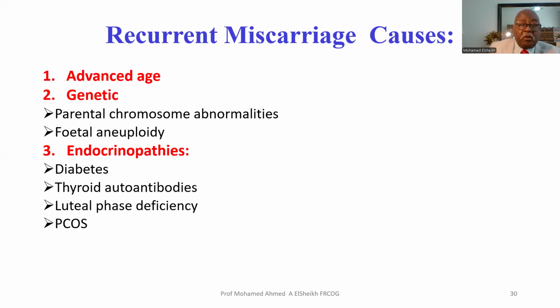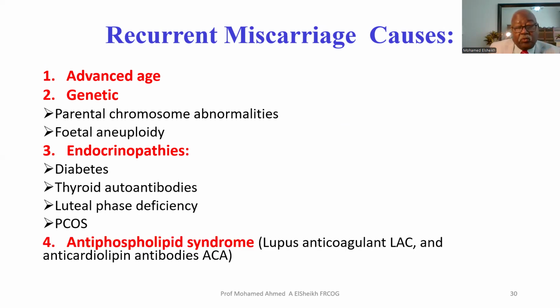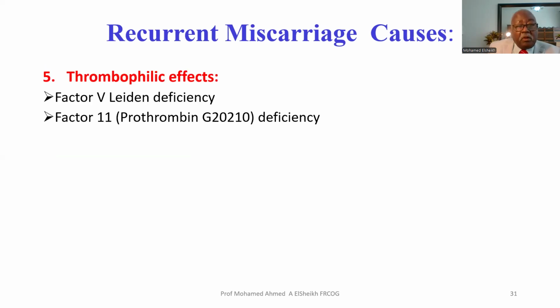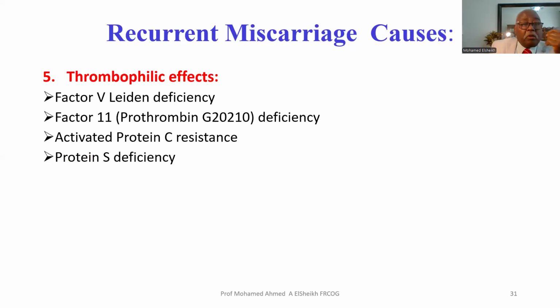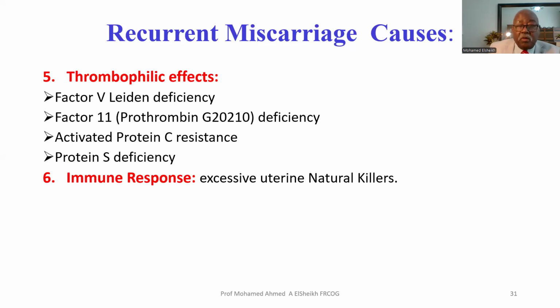Miscarriage could also be caused by endocrinopathies: uncontrolled diabetes, thyroid autoantibodies, luteal phase deficiency, polycystic ovary syndrome, and antiphospholipid syndrome, where you have to look for lupus anticoagulant and anticardiolipin antibodies. Other possible causes: thrombophilic defects, factor V Leiden deficiency, factor II, activated protein C resistance, protein S deficiency. All these are related to coagulation and probably to recurrent miscarriage.